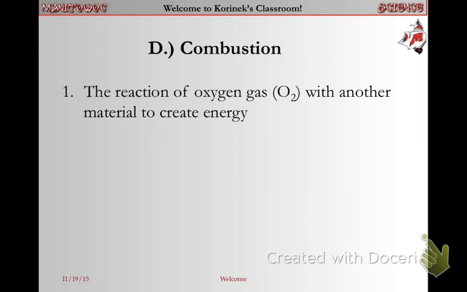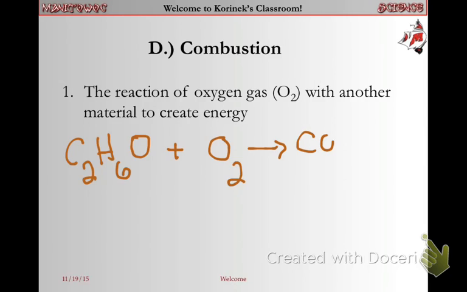It's defined as the reaction of oxygen gas with any other material to create energy. All right, so we're going to go ahead and combust ethanol. This is what my physical science class is doing right now. So ethanol has the equation of 2 carbon atoms, 6 hydrogens, and a single oxygen, C2H6O, and we're going to add that to oxygen gas. Okay, and then that is going to yield carbon dioxide plus water.